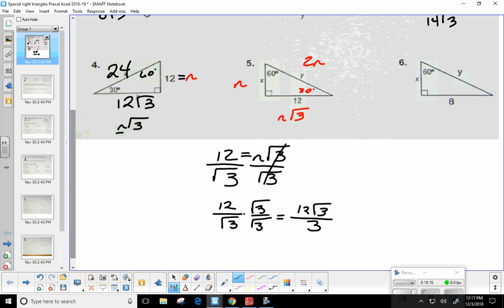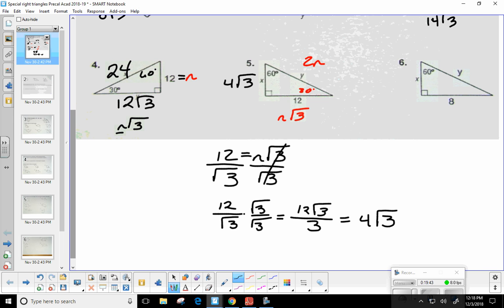Kind of think about the radical as a house. See, the 12 and the 3, they can't play together because one's outside, one's inside. But now this 12 and that 3 are both outside, so they can. In fact, that would be 4 square root of 3. All right. That would be my value of n. So I immediately know that across from 30 has to be 4 square root of 3.